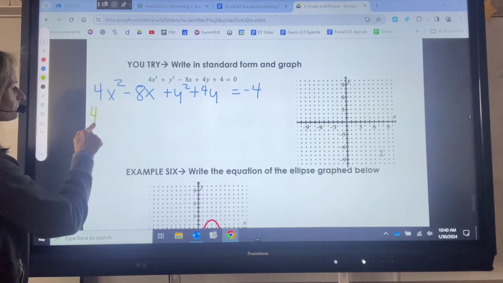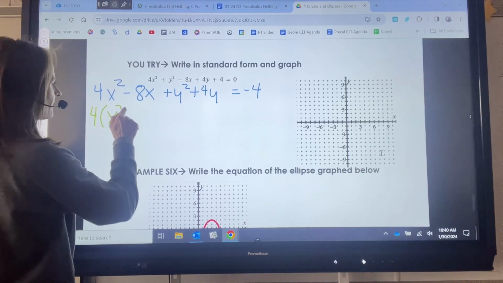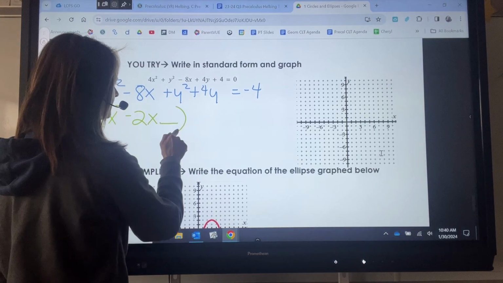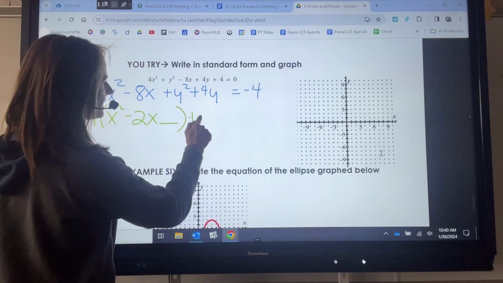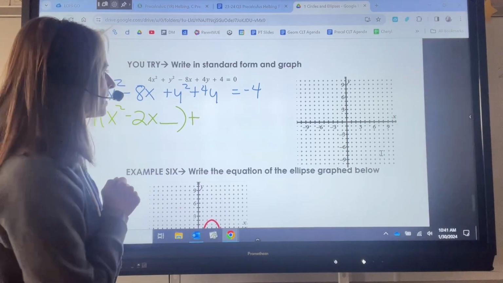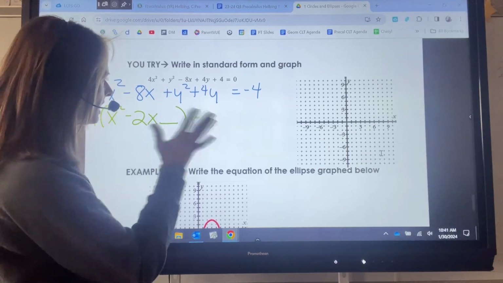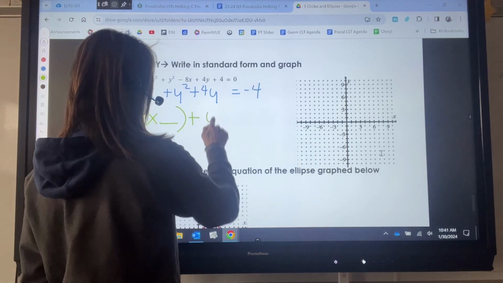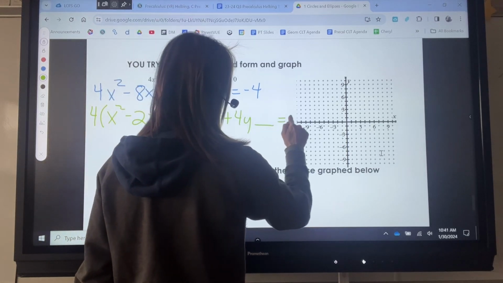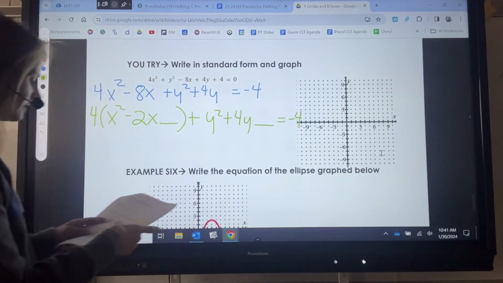So 4 x squared minus 2x, leave some space for completing the square, plus y squared. The coefficient of y squared is a 1, so we don't have to do that. We can just go ahead and complete the square like we normally do. Space equals -4, running out of room here.